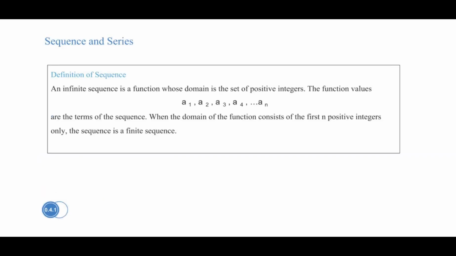A sequence is a list of numbers written in a specific order. We usually write the terms as A1, A2, A3, A4, and so on. Each term has a position in the sequence. The domain is the positive integers, because the first term is term 1, the second term is term 2, and we continue from there. If the sequence continues forever, it is an infinite sequence. If it only has the first n terms, then it is a finite sequence.